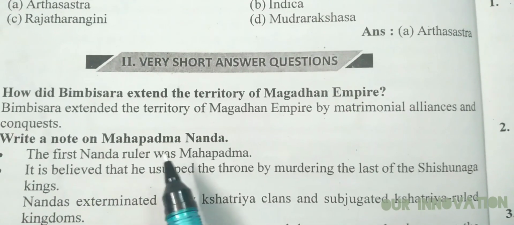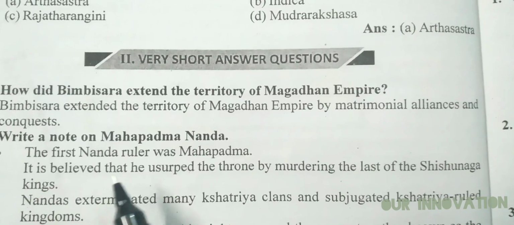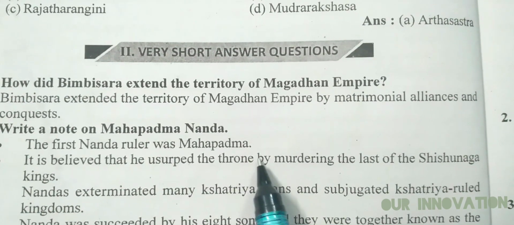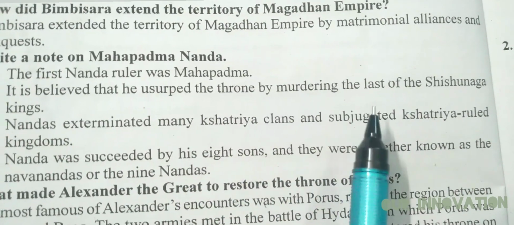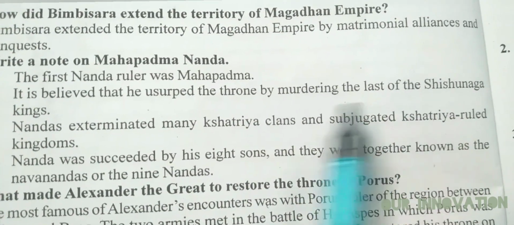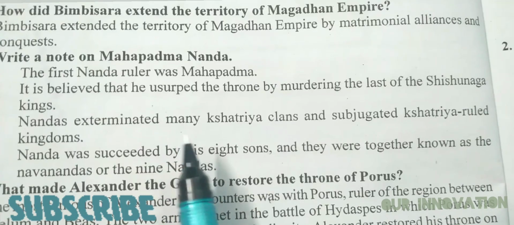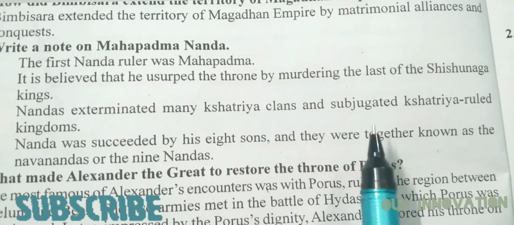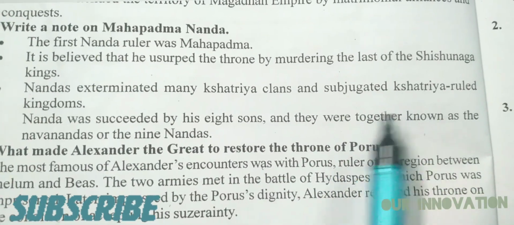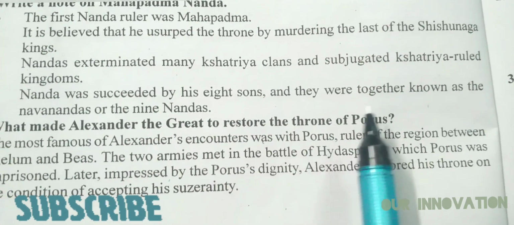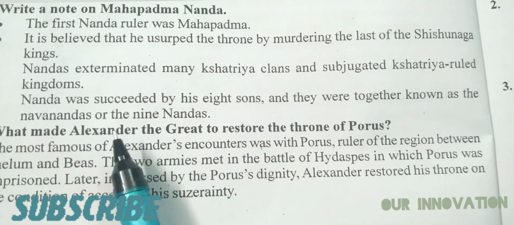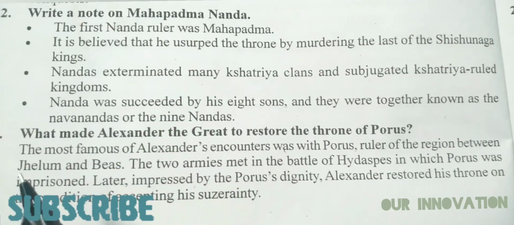Write a note on Mahapadma Nanda. The first Nanda ruler was Mahapadma. It is believed that he usurped the throne by murdering the last of the Shishunaga kings. The Nandas exterminated many Kshatriya clans and subjected Kshatriya-ruled kingdoms. Nanda was succeeded by his 8 sons. They were together known as the Navanandas or Nine Nandas.